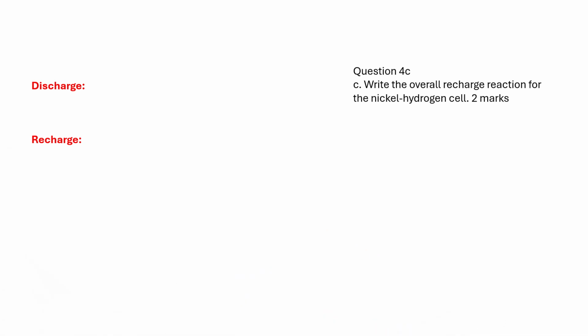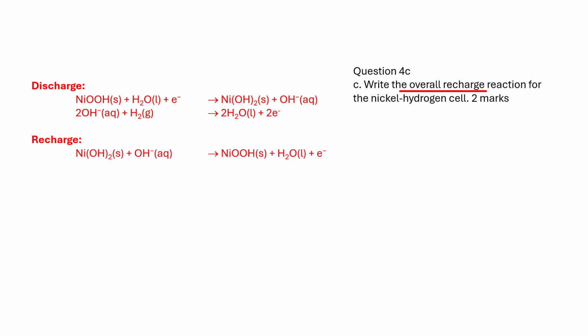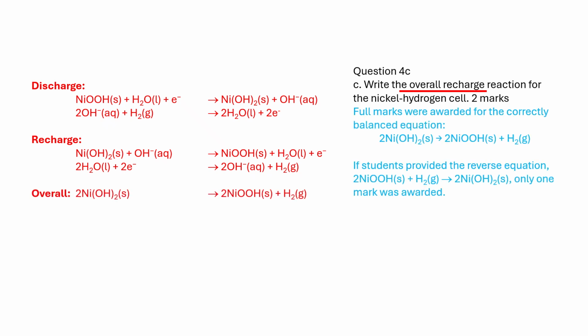In a nickel-hydrogen cell, discharge involves NiOOH acting as the electron acceptor and hydrogen losing electrons. Conversely, recharging is the reverse electrochemical reaction, where NiOH becomes the electron donor, and water undergoes reduction by gaining electrons.